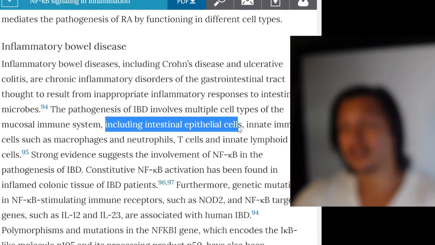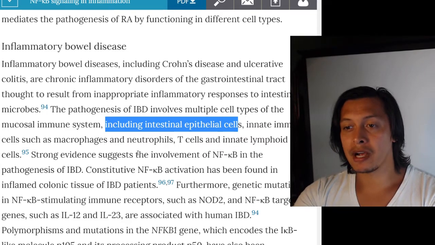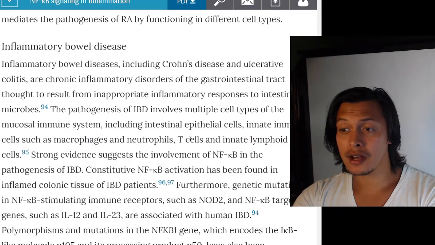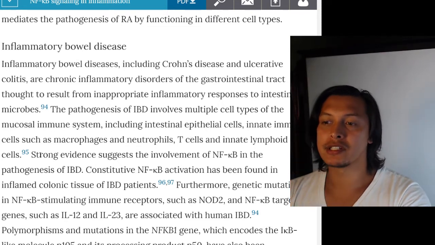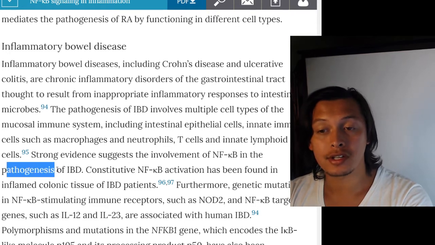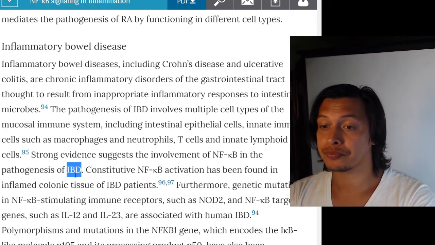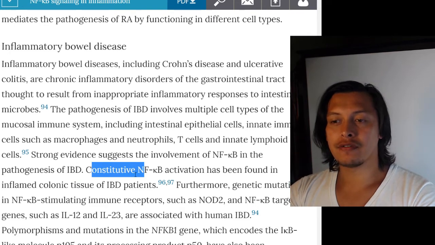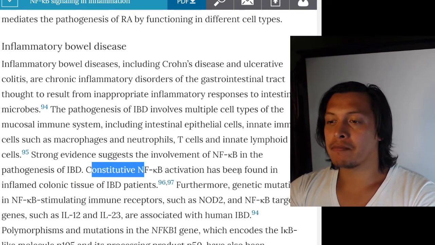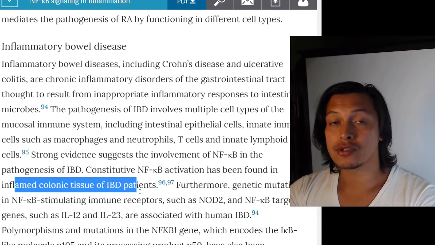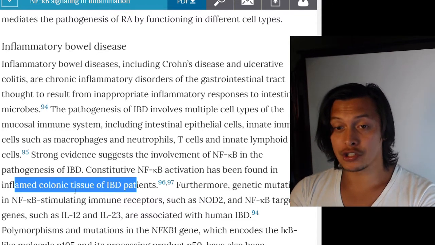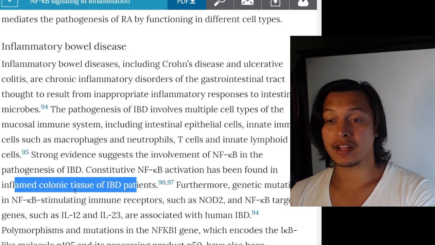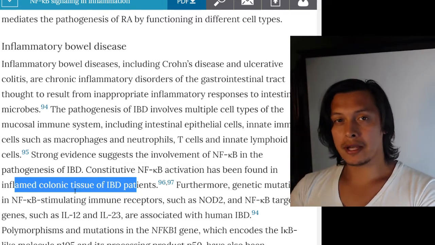The pathogenesis of irritable bowel syndrome involves multiple cell types of the mucosal immune system, including intestinal epithelial cells, innate immune cells such as macrophages and neutrophils, T cells, and innate lymphoid cells. Strong evidence suggests the involvement of nuclear factor kappa B in the pathogenesis of irritable bowel syndrome. Constitutive nuclear factor kappa B activation has been found in the inflamed colonic tissue of irritable bowel syndrome.